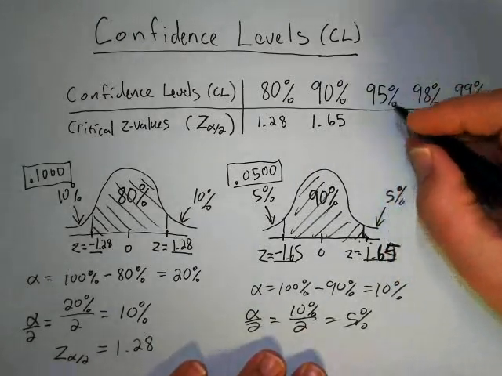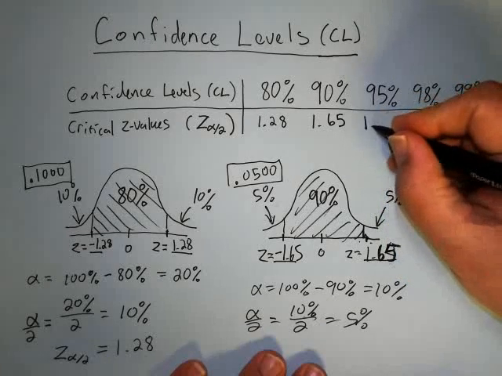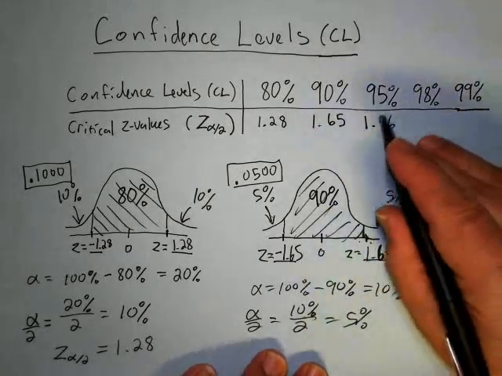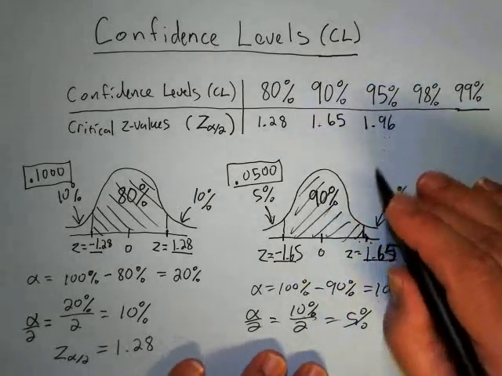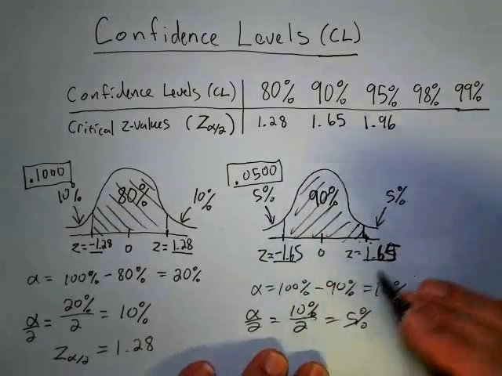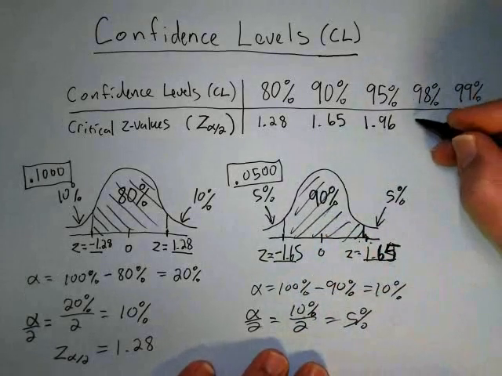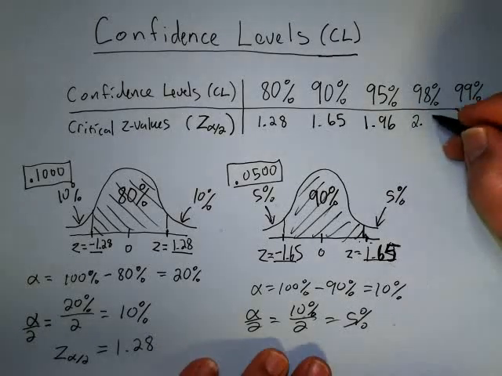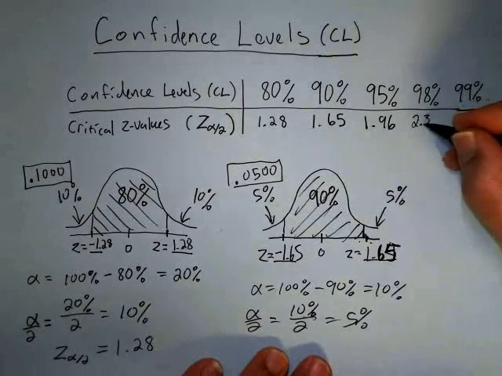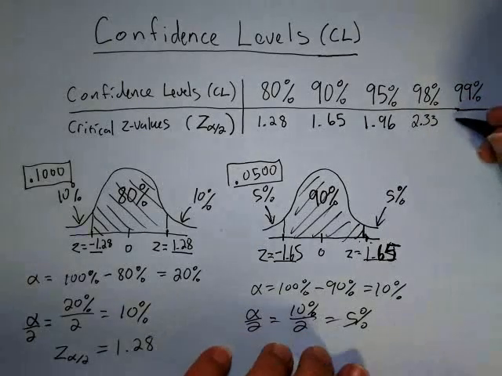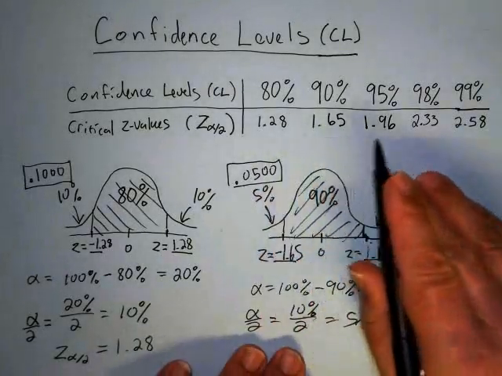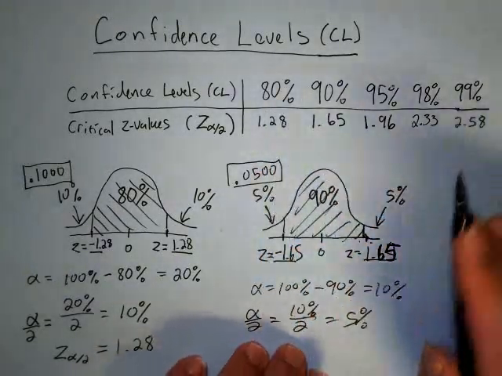So the 95% there is 1.96, and I think that number actually appears on the table. You actually find the actual number there on the table. This one here is 2.33, and this one here is 2.58. And so these are the critical z values that go with these confidence levels.